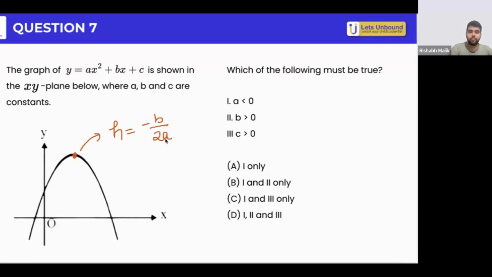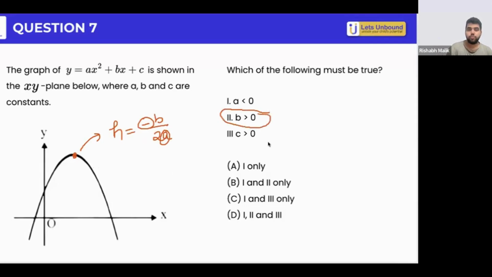And we've already seen the value of a is negative. So this negative from here, negative a, they both cancel out the negative values. And this expression as a whole should be positive because this point is placed in quadrant 1. So both x and y values are positive there. So hence b also has to be positive. So b is also there.